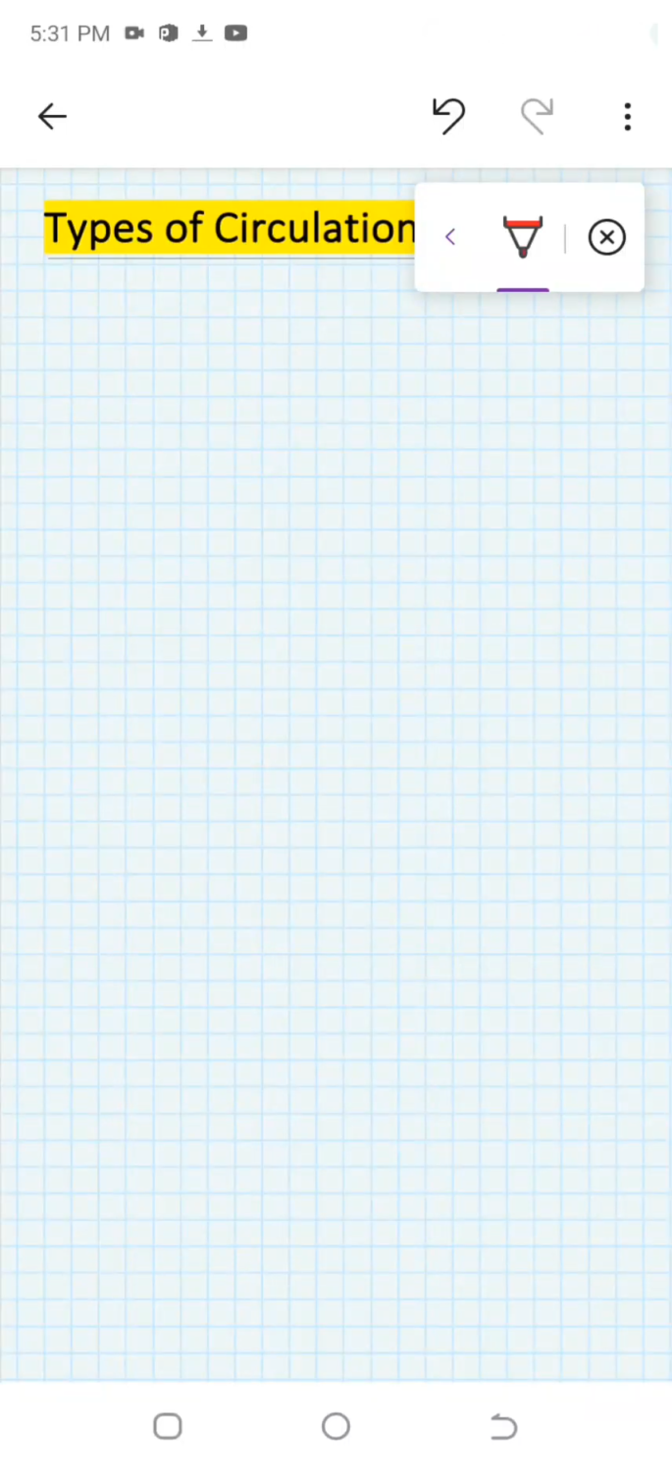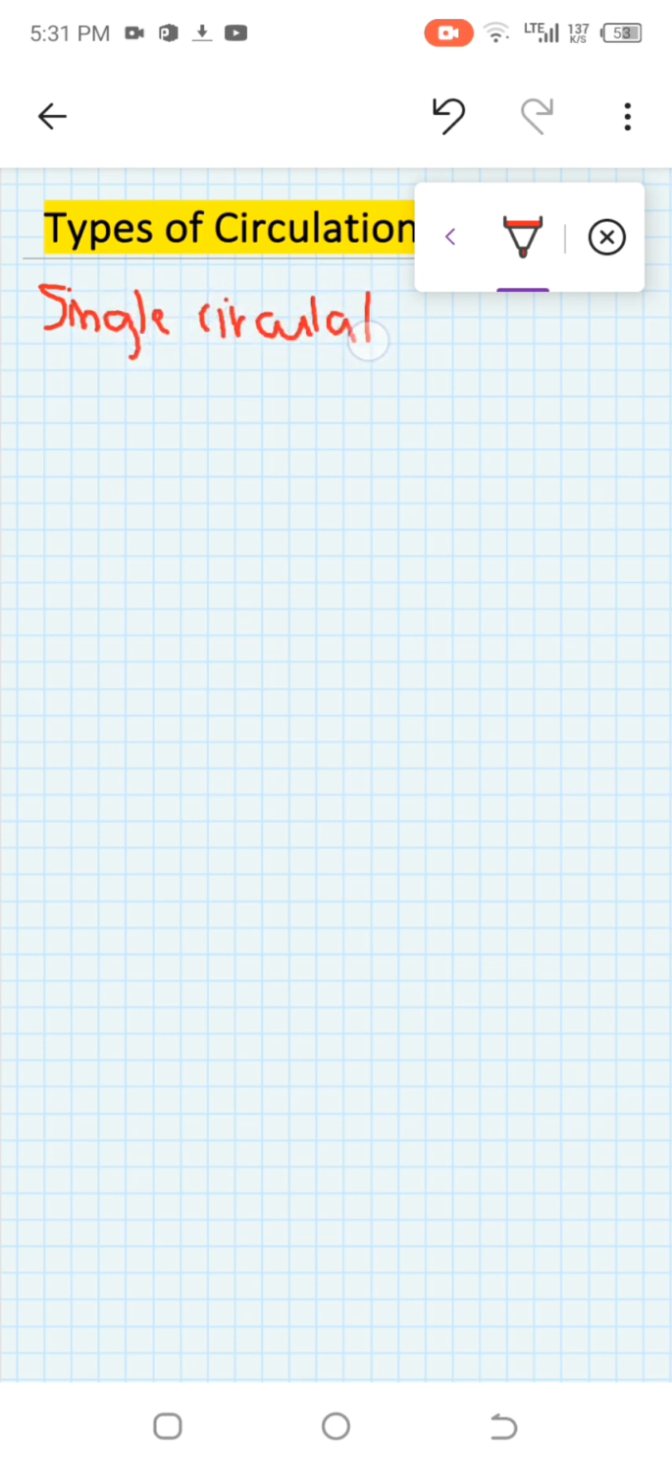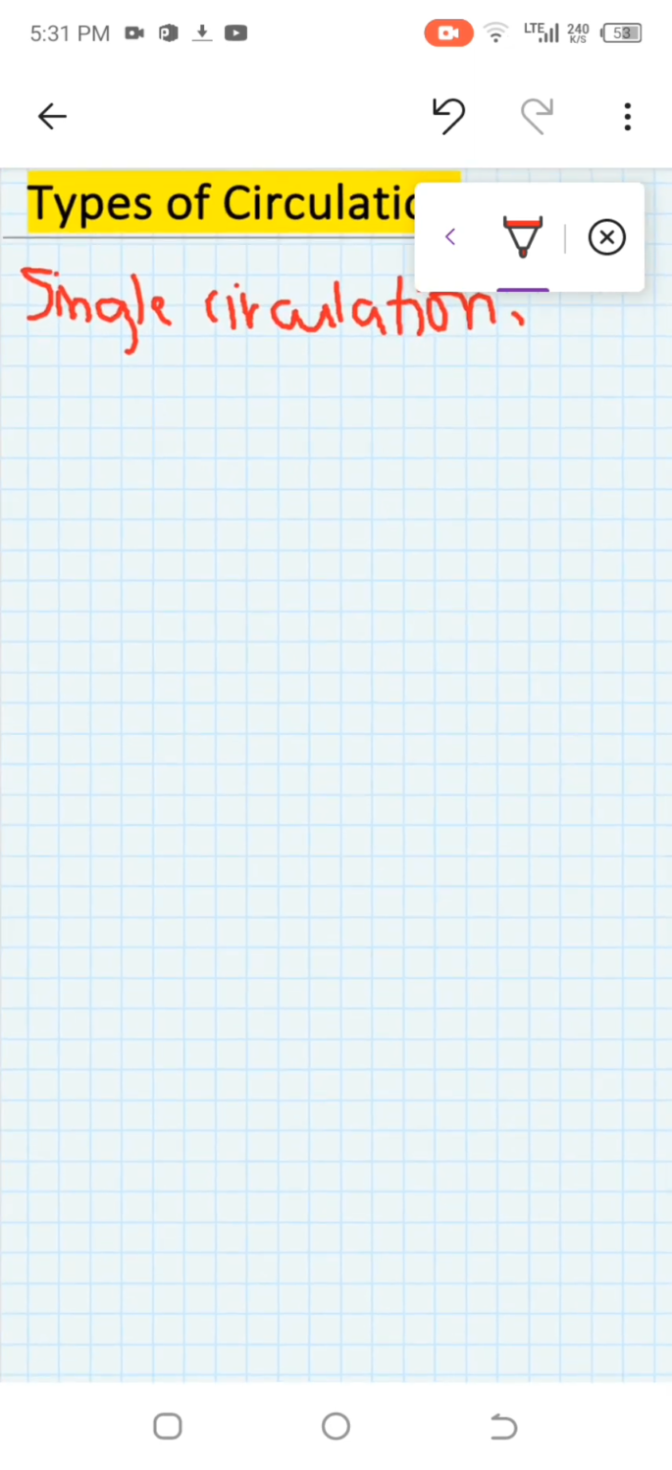Everyone, today in this video we're going to discuss the types of circulation. We have three types of circulation. Number one is single circulation. Another is double circulation. And third is incomplete double circulation.